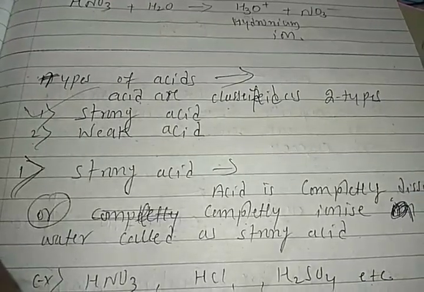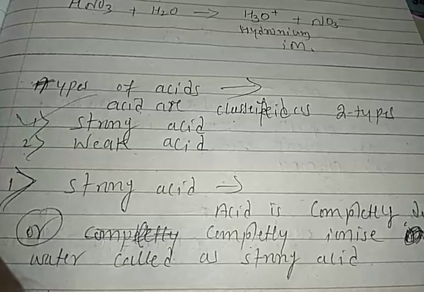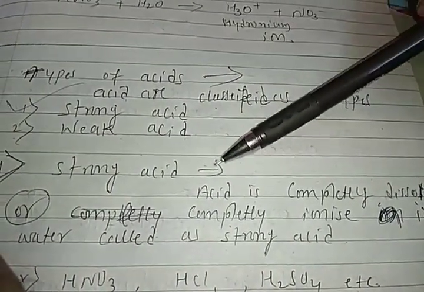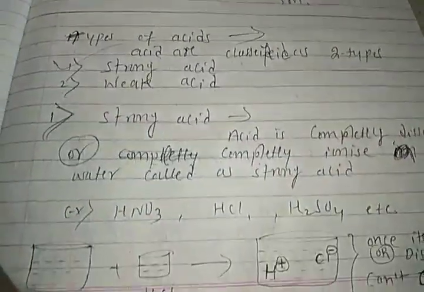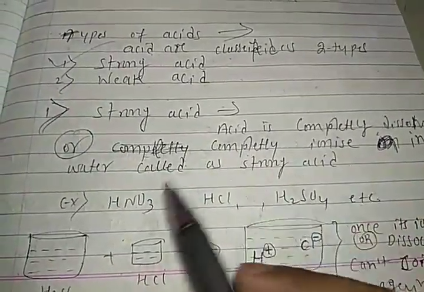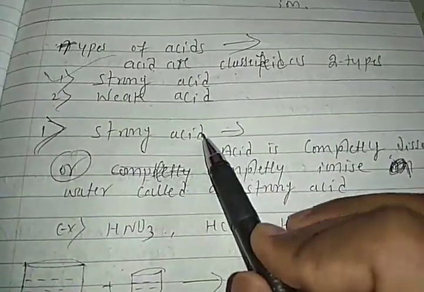Yes, students. For example, you may use lemon juice. Lemon juice you add into the water is completely dispersed or completely mixed in water. That is what we call completely dissolved, or completely ionized in water, called a strong acid. Understood, students? So HNO3, HCl, H2SO4 are all strong acids. These are examples of strong acids.